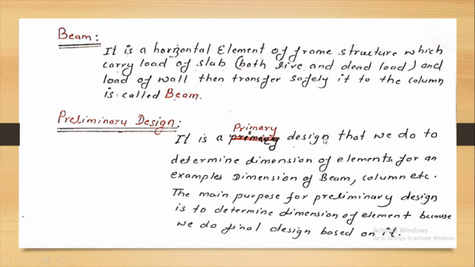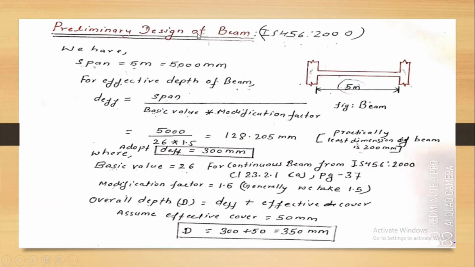Okay, preliminary design. It is the first design that we do to determine the dimensions of elements, for example, the dimensions of beams and columns. Why do we need to do preliminary design? Because based on it we do the final design. I hope you guys are understanding. Now let's move to our main topic, which is the preliminary design of beams.